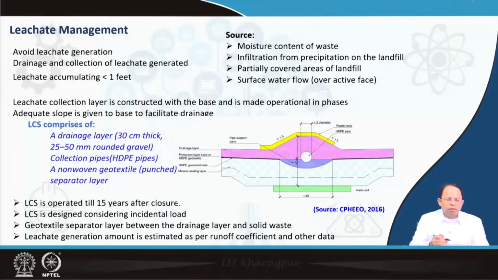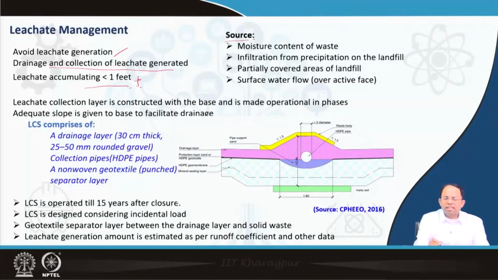So, our primary goal is to avoid leachate generation in the first place. And our goal is drainage and collection of the leachate generated. We have to drain it to a certain point and then collect it. And we should not allow accumulation of leachate more than 1 foot, as we have discussed, otherwise it will mix with the waste. And also this is the height of the drainage layer, so we cannot exceed it.